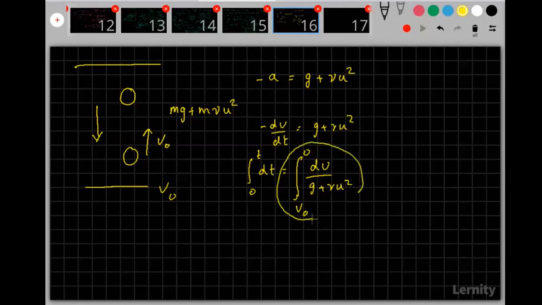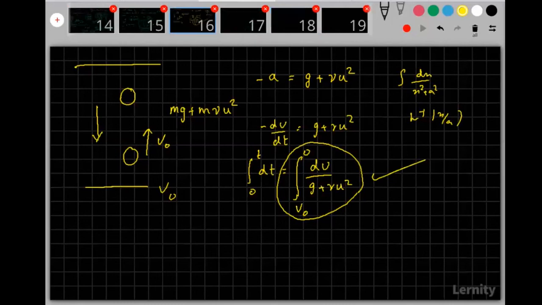All that you need to know is how to do the integral for this. This takes the format dx by x square plus a square, and that is tan inverse of x by a. So the answer has to be tan inverse. Now you have to identify what is x and what is a.